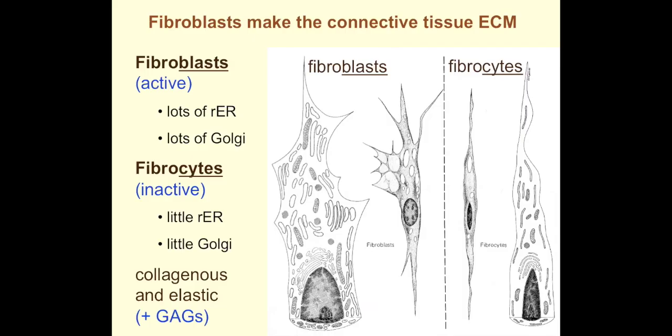So fibroblasts are the true connective tissue cells. They're what are responsible for creating the extracellular matrix, so the ground substance and the fibers. So both of those components are made by fibroblasts.